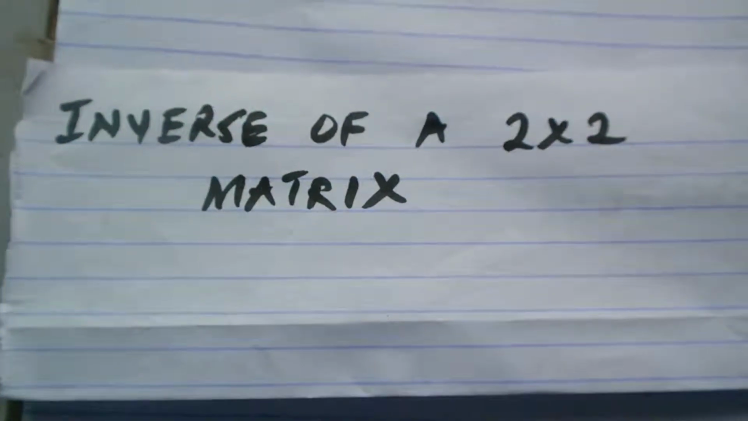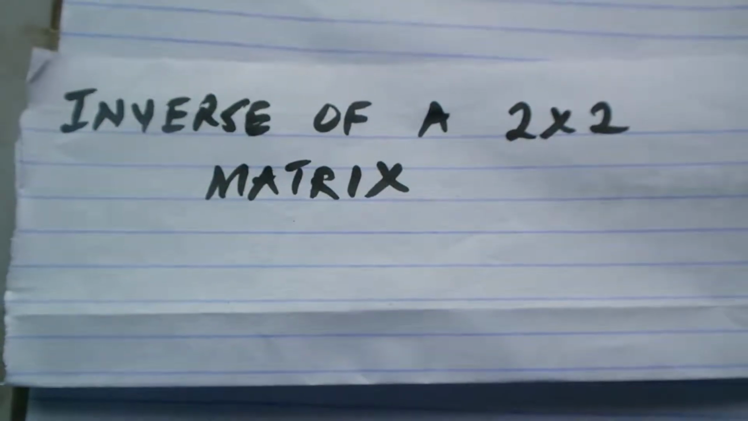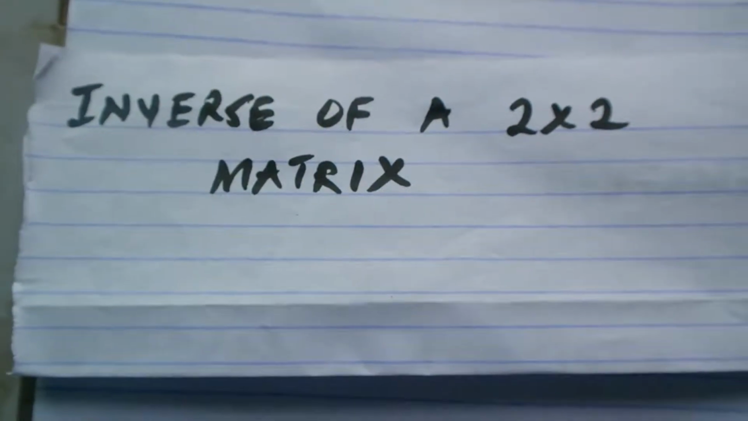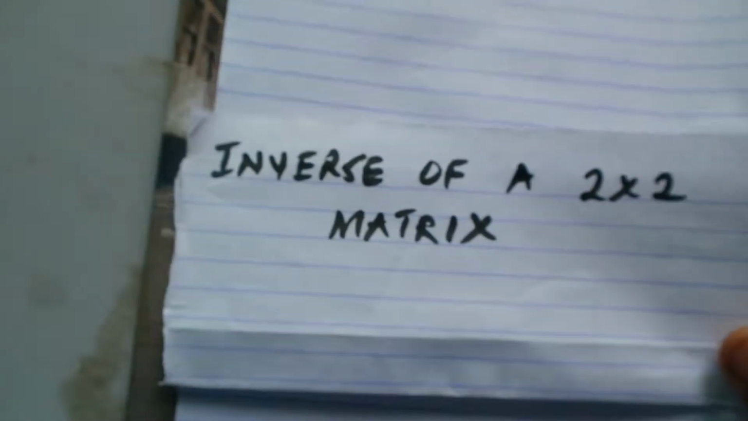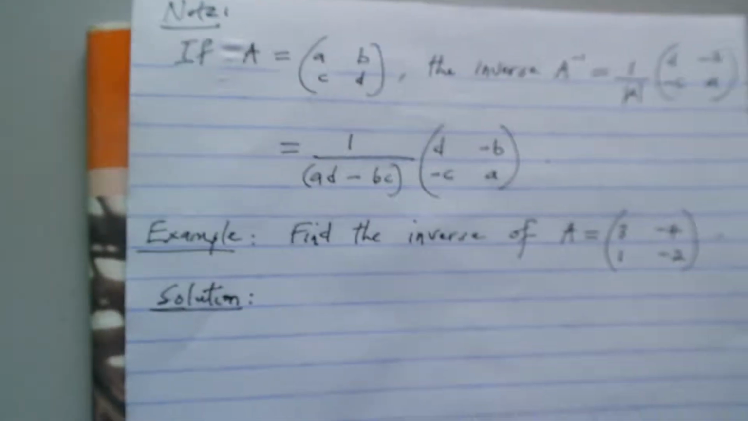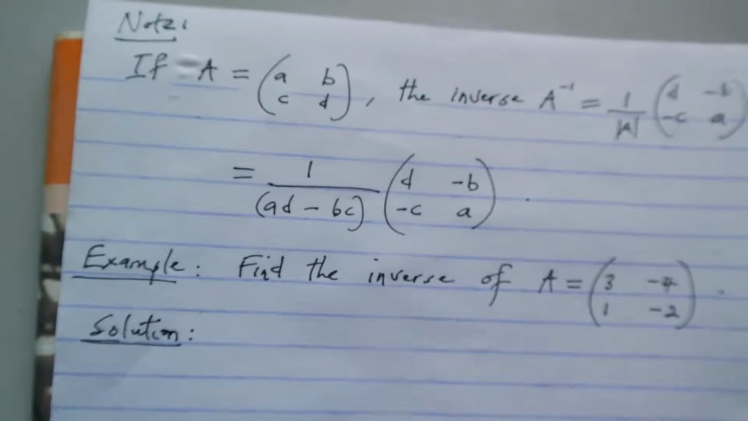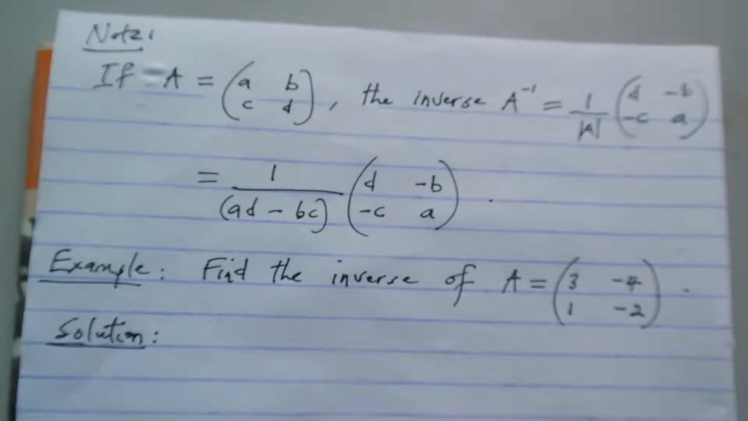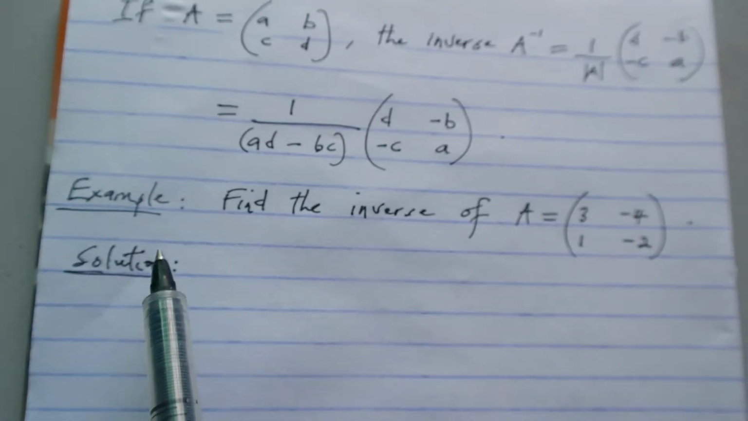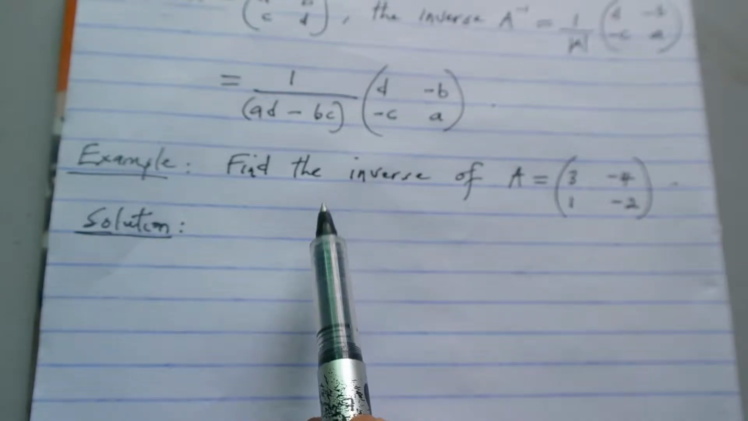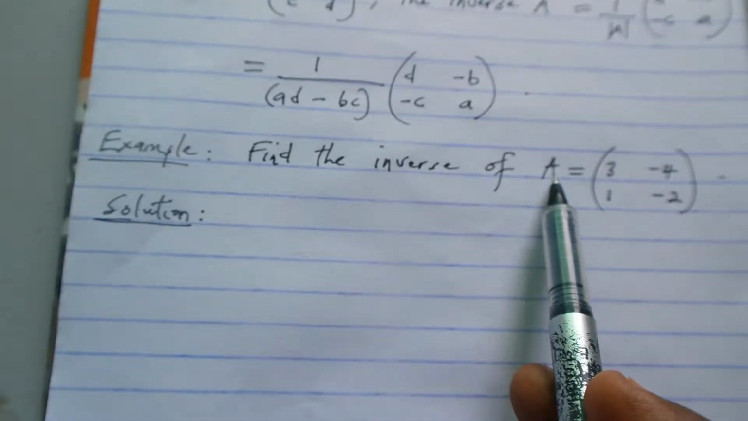Inverse of a 2 by 2 matrix. How do we find the inverse of a 2 by 2 matrix? Now let us consider the example here. The example says, find the inverse of matrix A with the entries 3, minus 4, 1, minus 2. We have to find the inverse.